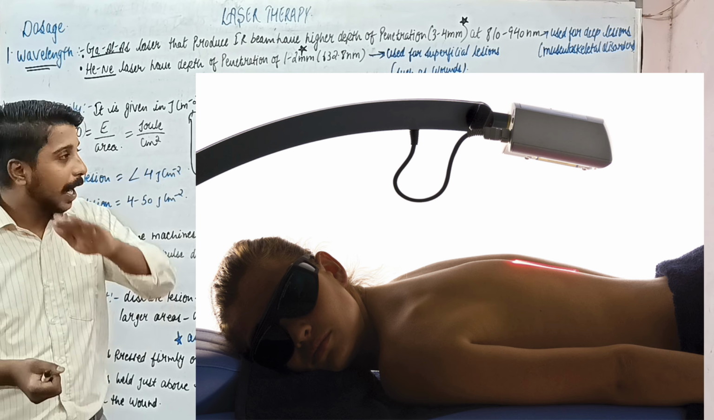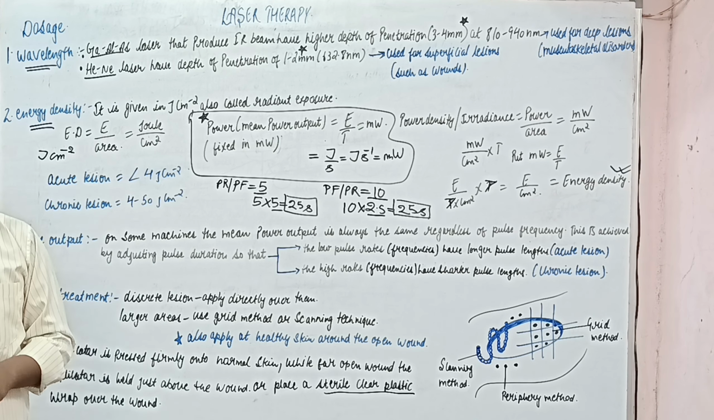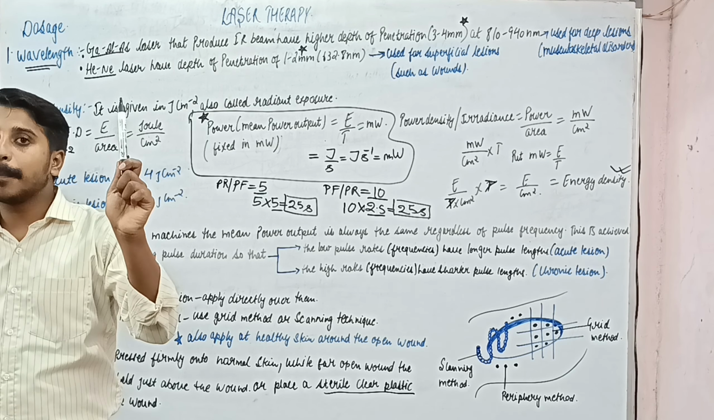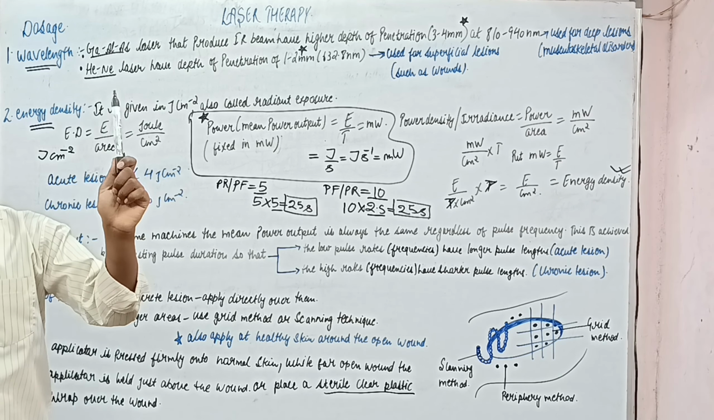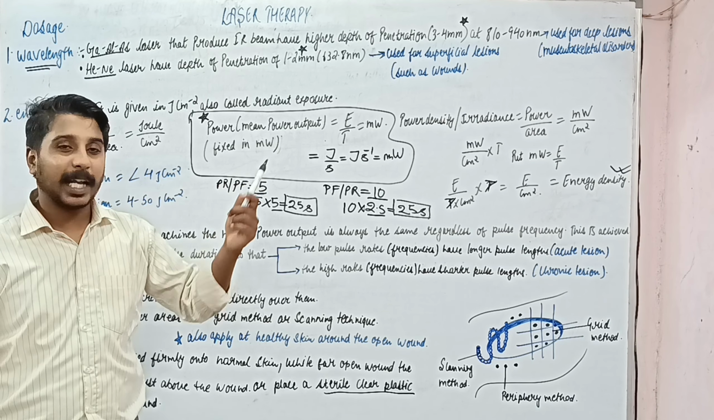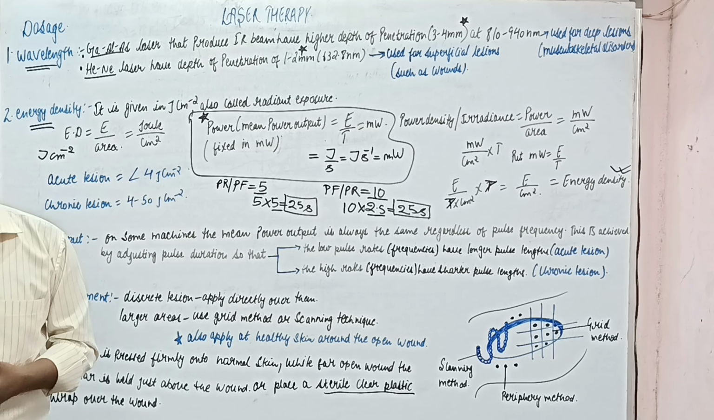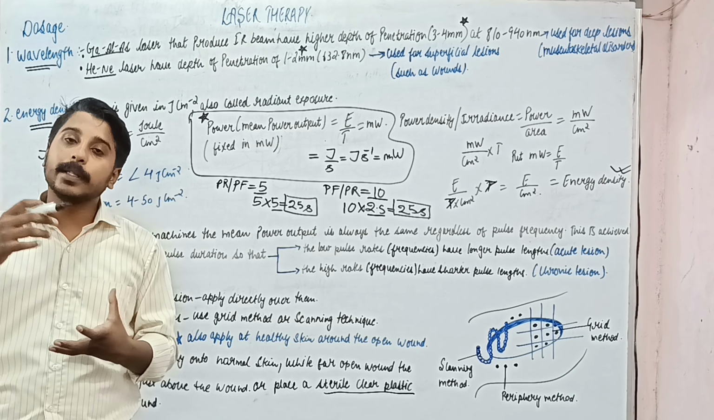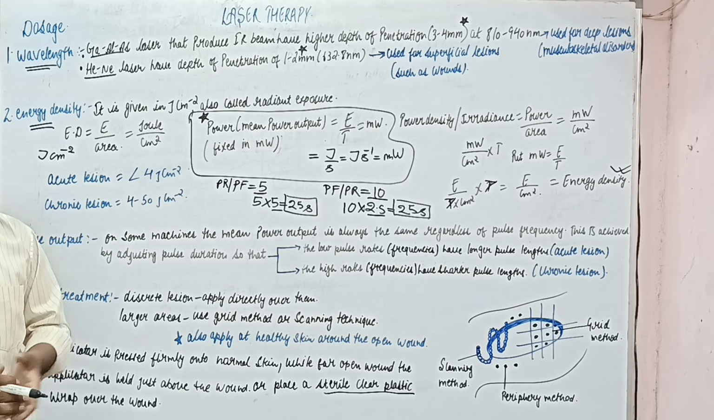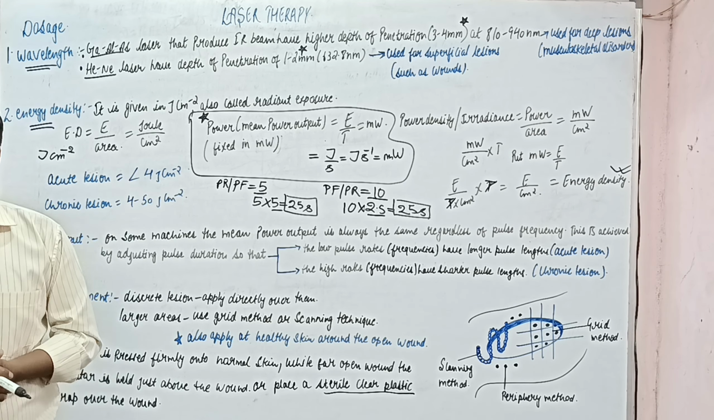So what are the three methods? First is the probe method, in which we have a single applicator like the size of a marker, and it can be applied directly over the body part. Second is the cluster probe. A lot of probes are mounted together to form a handheld applicator. And last is the scanning method.